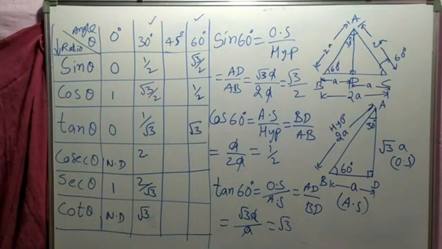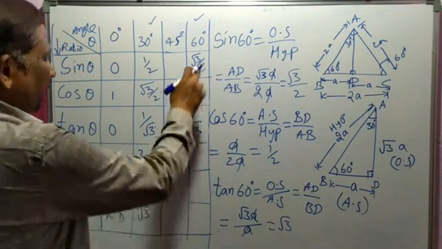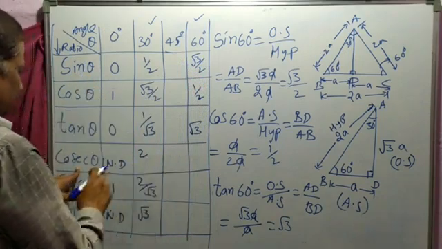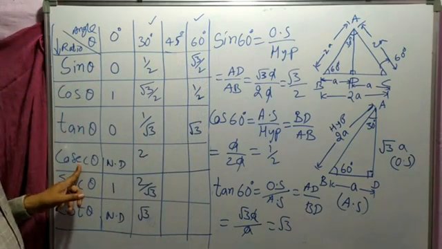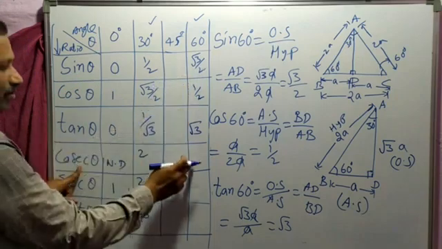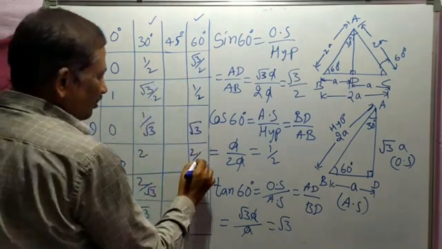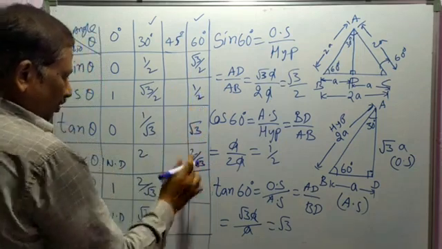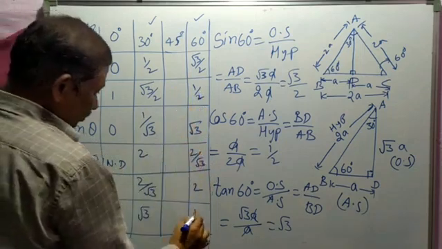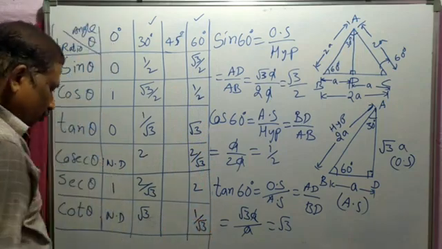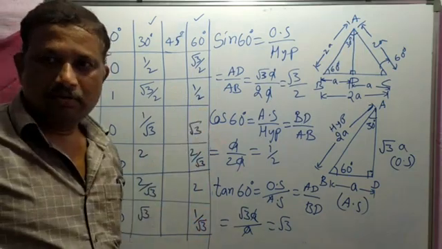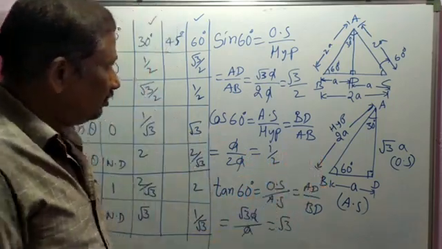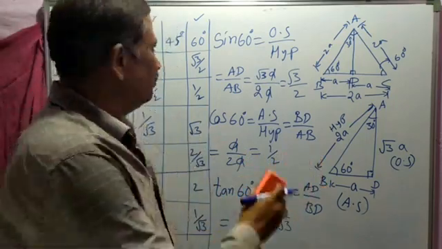Okay. Next, we can write the multiplicative inverses: cosecant is the reciprocal of sine, 1 by sine. So the multiplicative inverse of this one we can write directly, and also we will see the proof for that one. 2 and this one 1 by root 3. Proof also we will see. Take a screenshot and note down.